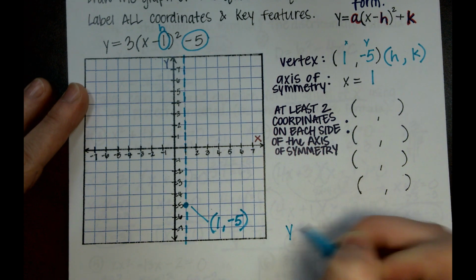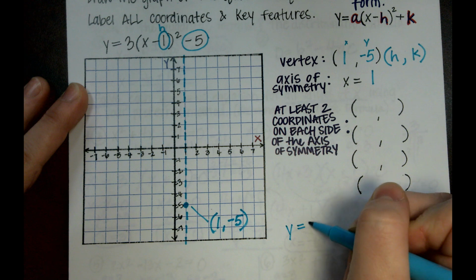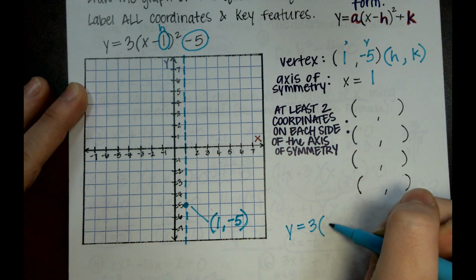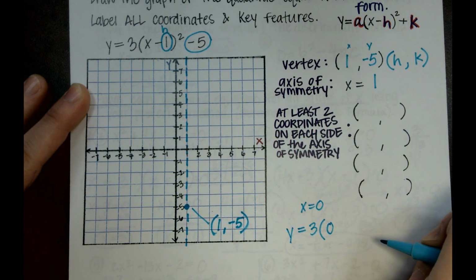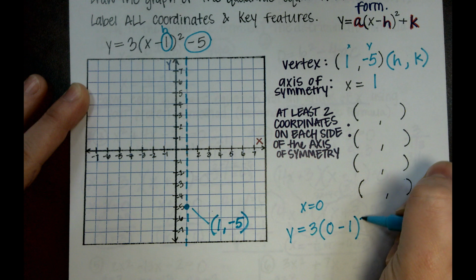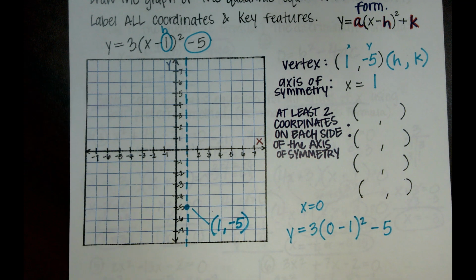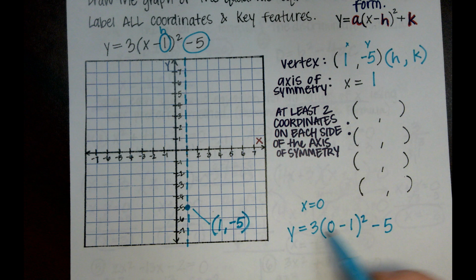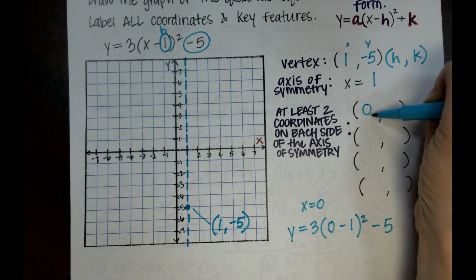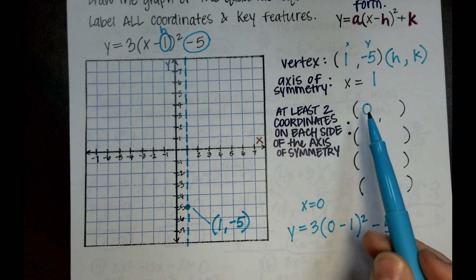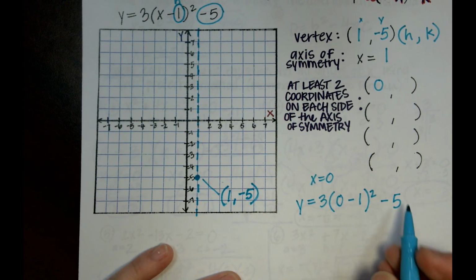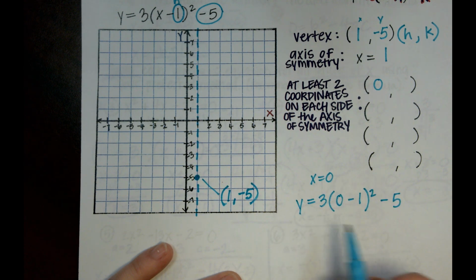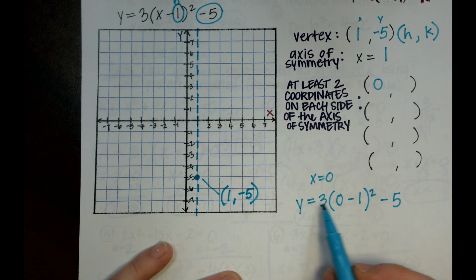So let's write our equation out. y equals 3 times, let's do x is 0 here. So instead of x, I'll write 0 minus 1 squared minus 5. So I'm going to go ahead and write in a 0 for x of this first coordinate here. So 0. Let's see what happens. To solve for y, all we're going to do is use the order of operations and solve whatever this number comes out to be. So that would be a positive.